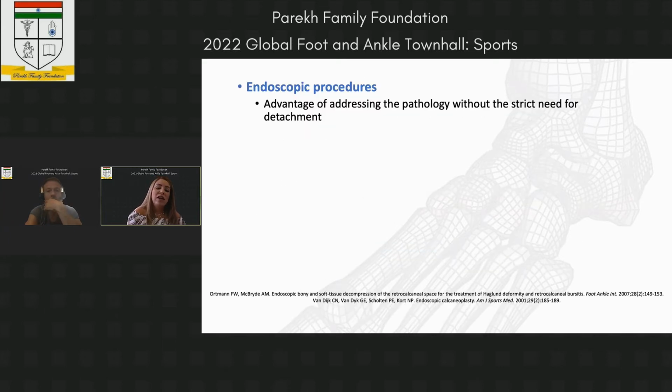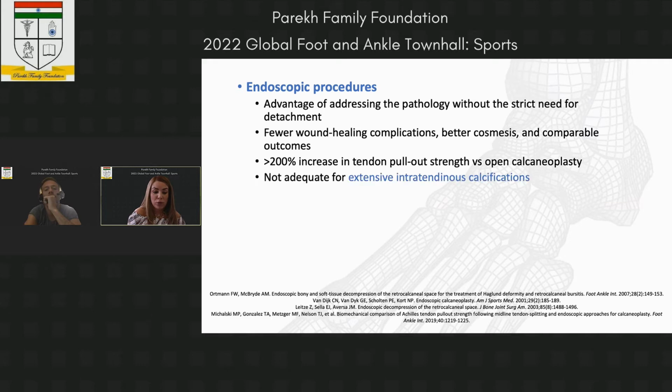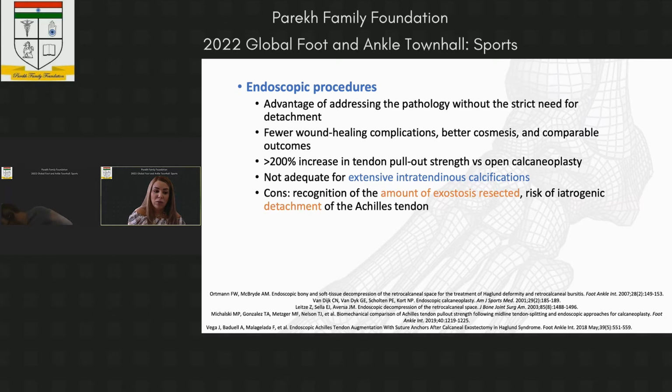The other thing we can do is endoscopic procedures, and these have the advantage of addressing the pathology without the strict need for detachment. As pros, they have fewer wound healing complications, better cosmesis, and comparable outcomes. Also, very good functional results and very high patient satisfaction. They also have a 200% increase in tendon pullout compared with an open procedure. But when we have patients with extensive intratendinous calcification, the better option would be to do an open debridement because we can see the whole tendon and debride it properly. So this is not adequate for those patients who have very severe tendon involvement.